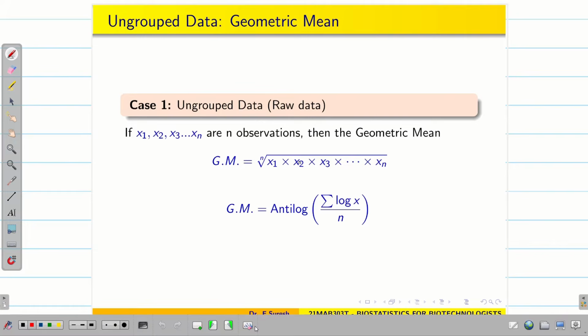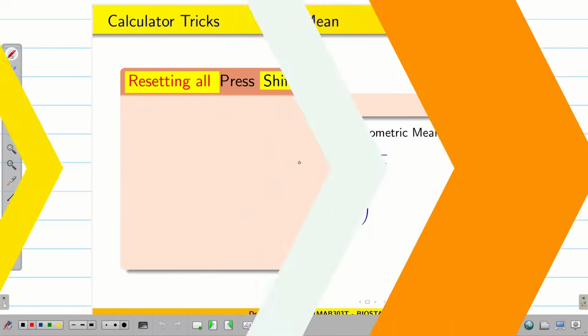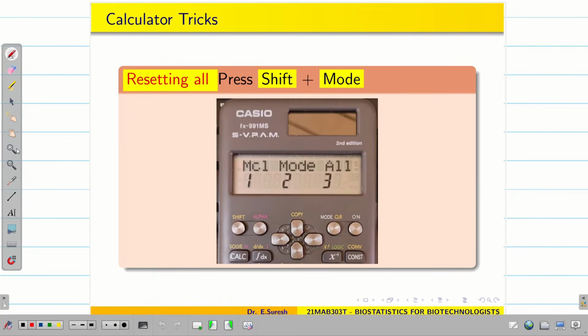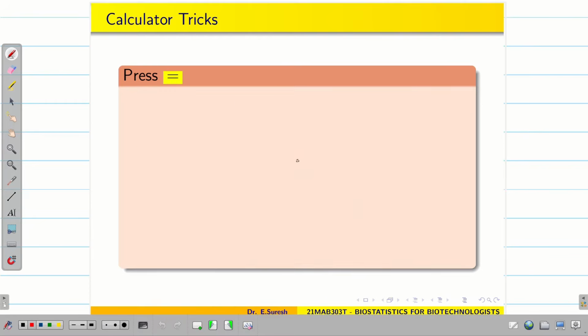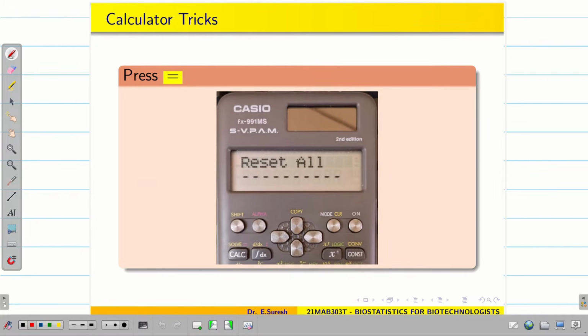Before that, as usual, take a calculator, be ready. Press shift plus mode and then clear all your previous memories. Every time when you do a problem, it is better to clear this. It will help us to avoid errors. When you press all, it asks for reset all. Press equal to twice. Then your calculator is completely reset.